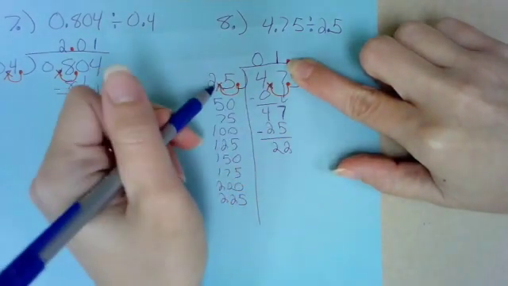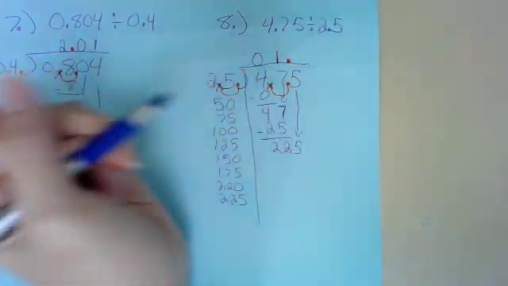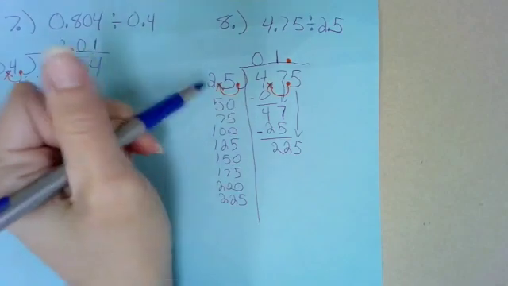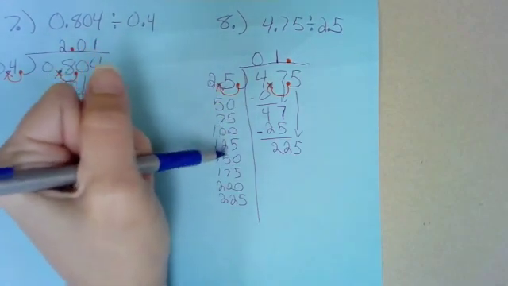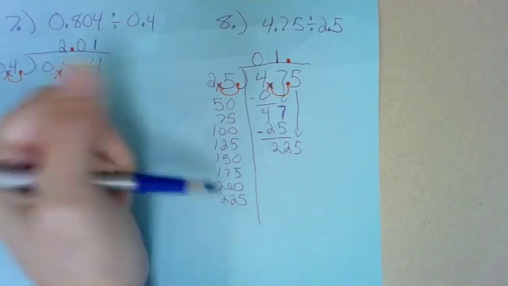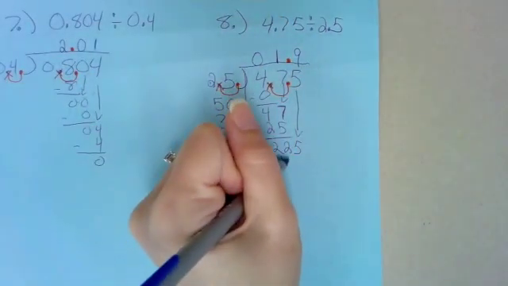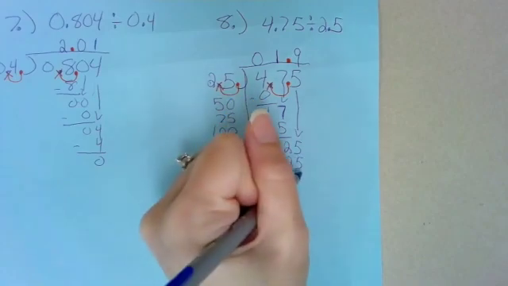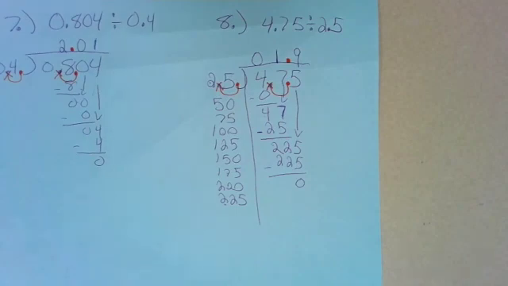It is less than 25. We bring down our next digit, 5. 225 divided by 25. 1, 2, 3, 4, 5, 6, 7, 8, 9. That's our 9th multiple. 9 times 25 is 225. So 1 and 9 tenths was our answer.